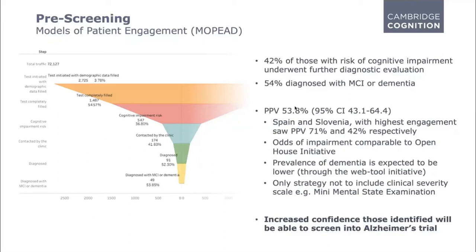Importantly, also, this is the only strategy that didn't include a clinical severity scale as well. So these were objective measures of cognition in identifying risk for MCI dementia. So, you can imagine in a clinical trial framework, this shows us that we have the ability to increase confidence in those identified through this process that would be included within an Alzheimer's trial, and actually enrich that sample, so reducing the opportunity for screen failure at screening assessment.